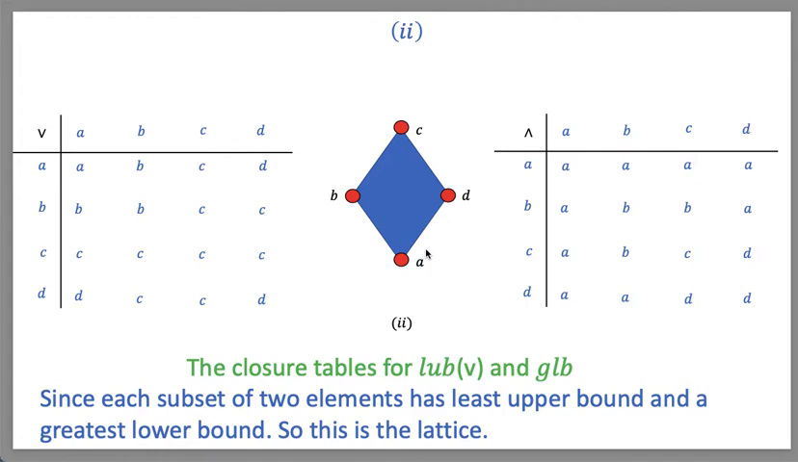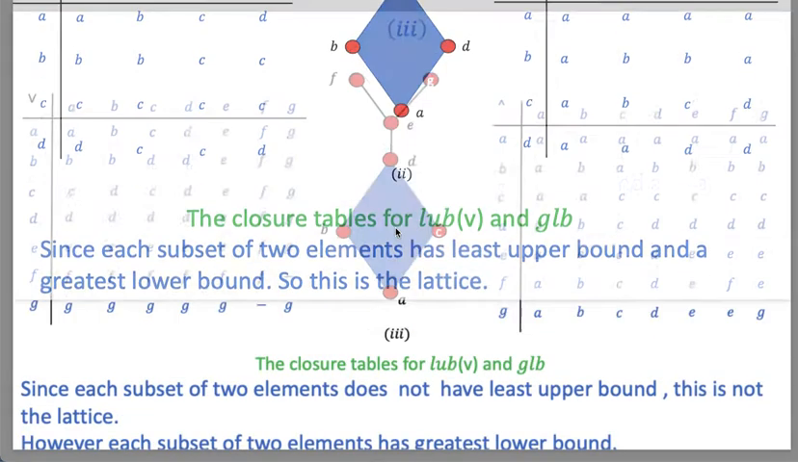Now with C, greatest lower bound of C and A is A. Greatest lower bound of C and B is B. Greatest lower bound of C with C is C. Greatest lower bound of C and D is D. So this is A, B, C, D. So every pair of elements contains a greatest lower bound. So this is a lattice.